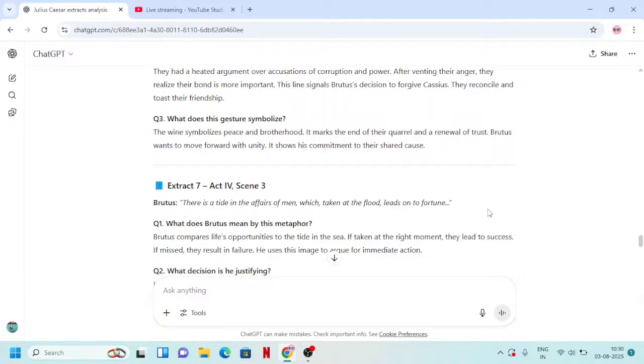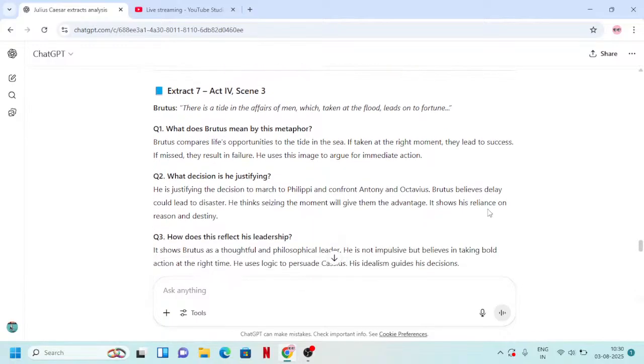Extract 7. Again Brutus is here. "There is a tide in the affairs of men, which taken at the flood leads on to fortune." What does Brutus mean by this metaphor?